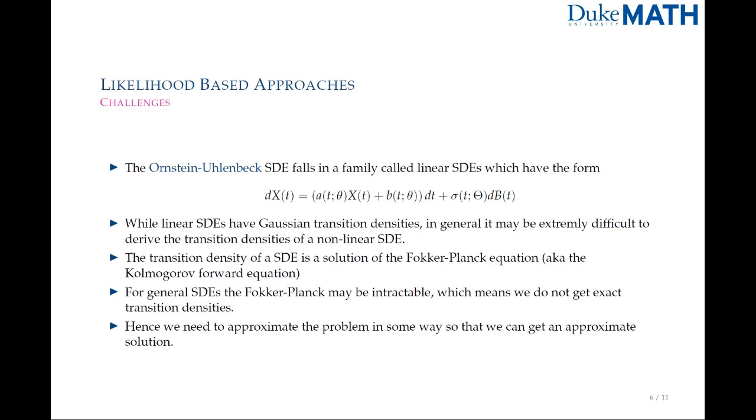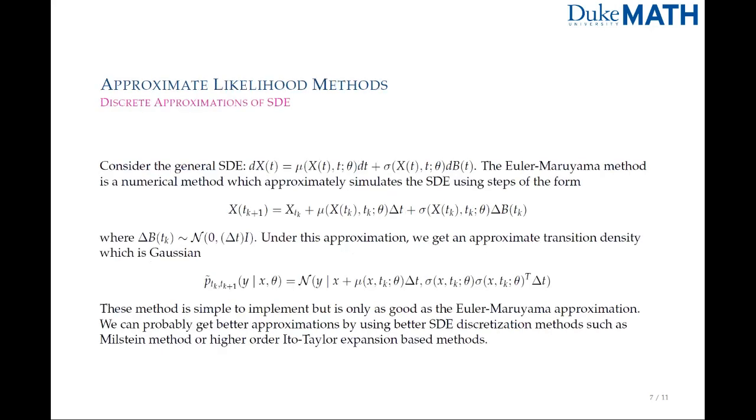And this is because the transition density is a solution to the Fokker-Planck equation, which is also known as the Kolmogorov forward equation. And these equations are generally intractable for general SDEs. And hence we need to approximate the problem in some way to get an approximate solution.